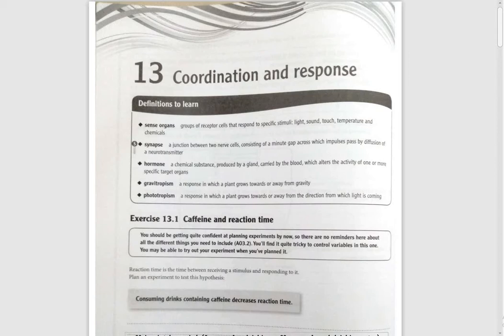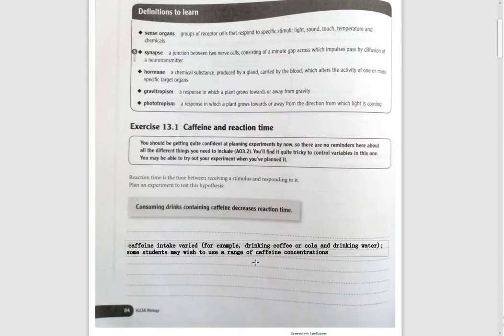Okay, so let's move on to the exercise, which is exercise 13.1, caffeine and reaction time. Let's read the text in the box. You should be getting quite confident at planning experiments by now, so there are no reminders here about all the different things you need to include. You'll find it quite tricky to control variables in this one. You may be able to try out your experiment when you have planned it.